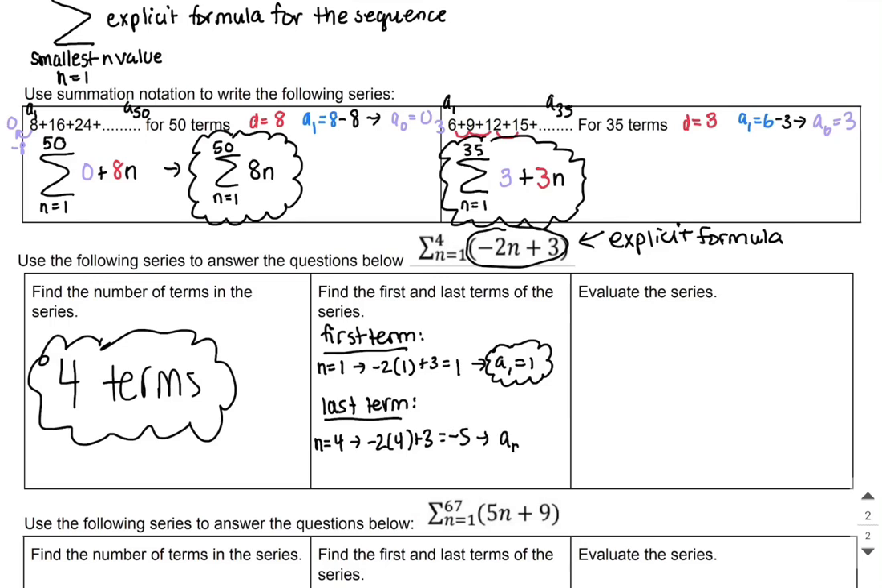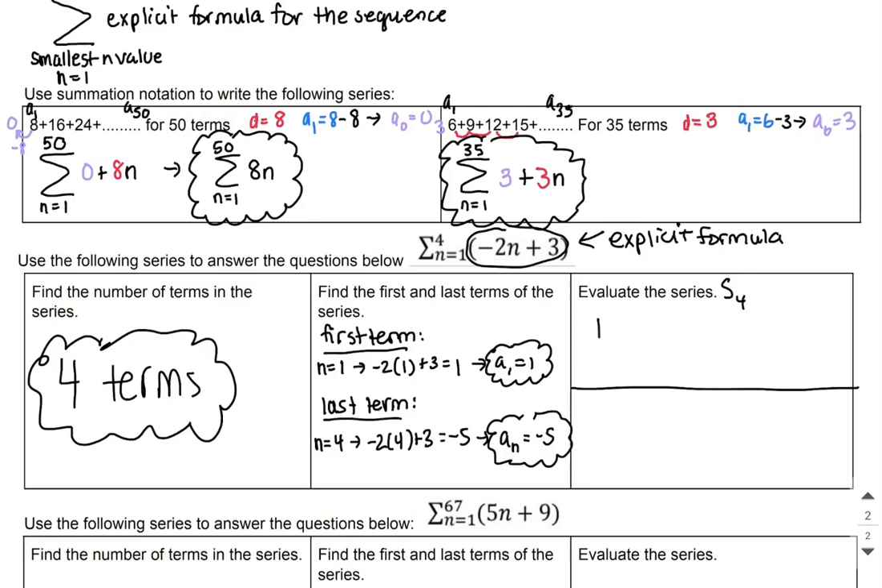So I know that a sub n, my last term, is negative 5. I could say that's a sub 4 instead if I wanted to. There are 2 ways that I could evaluate this series. I'm going to use the information I have now to find the sum of it. So I want to find s sub n, or in this case, s sub 4. I could just find the 4 terms and add them together because there are only 4 terms here.